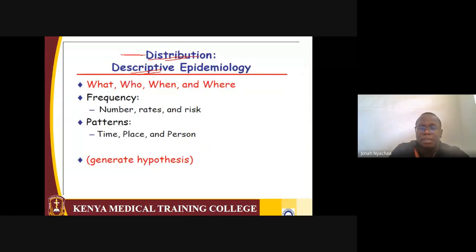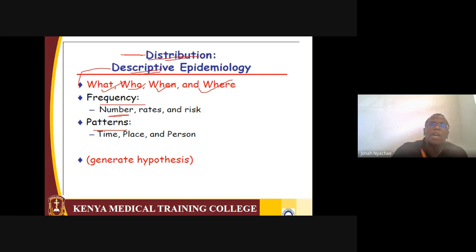So in descriptive epidemiology, we are talking about the who, the what, the when, the where. We are just basically not seeking to get any meaningful information from the study that we obtain through epidemiology. So we're just describing who, what, when, where did we find the condition, who was responsible for the disease, how did it occur, and so on. And then under descriptive, we are also talking about frequency and patterns.